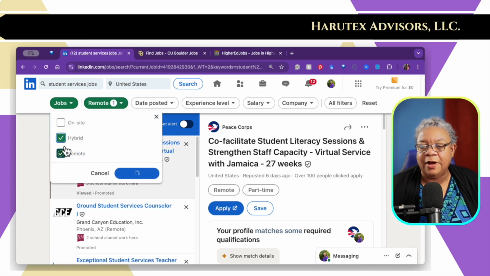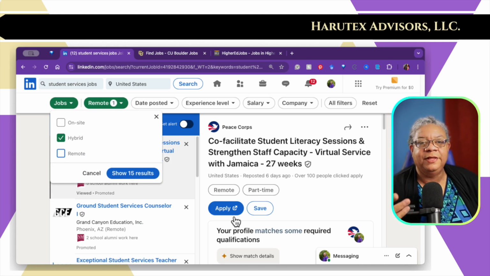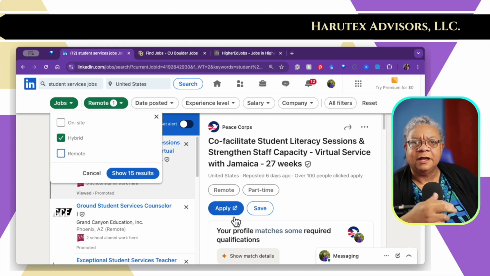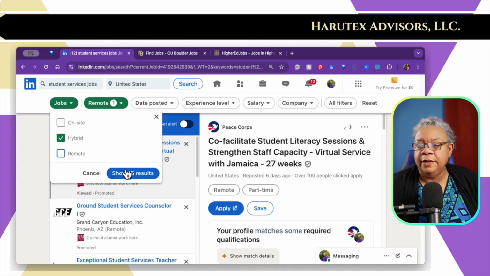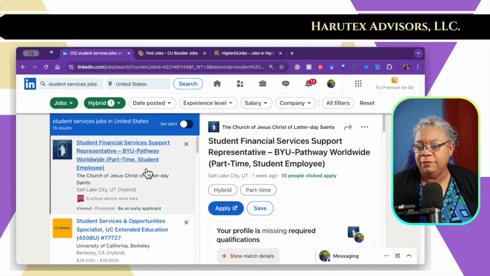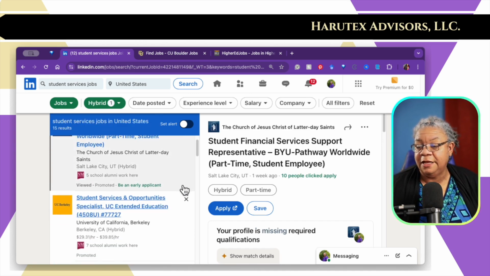Let's actually look for hybrid positions. A hybrid position is one of the things I think I talked about in the last video, where sometimes you'll be remote, sometimes you'll be face-to-face. Yeah, this is significantly larger.